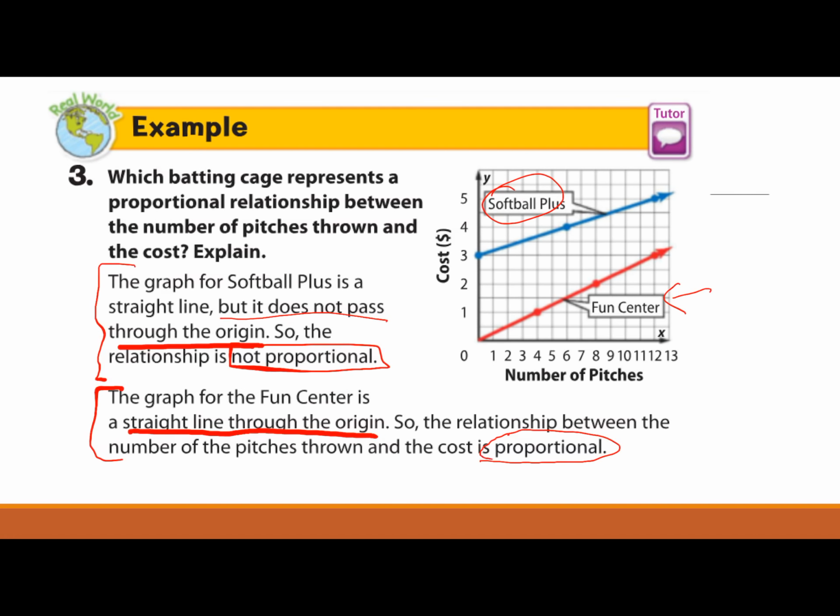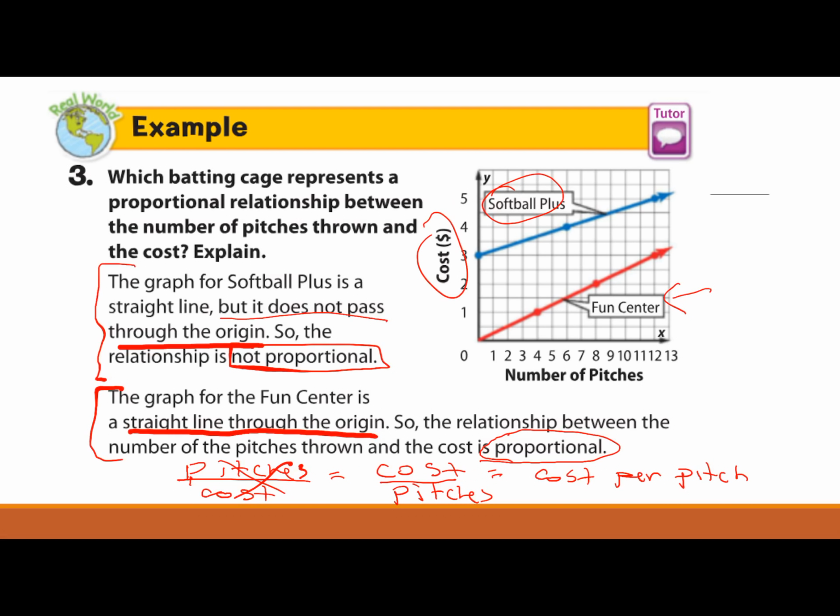So this one was proportional because it's a straight line through the origin. And what does proportional mean? It means that since we're talking about the relationship between the number of pitches and the cost, well, we're going to put the y first, right? The information on the y-axis is cost, and the information on the x-axis is pitches. So we want to know, is the cost per pitch the same? And yes, to throw each baseball, it costs the same amount of money.